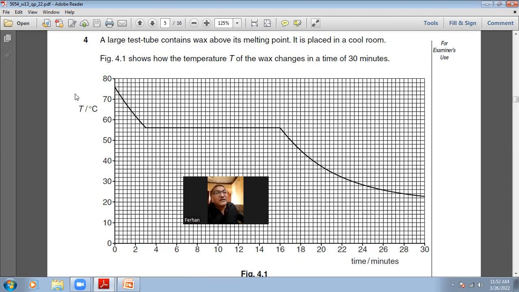So the wax started solidifying. From 3 minutes up to 16 minutes, the temperature has not dropped. The reason is that the liquid wax is solidifying. So when the state change takes place, the temperature does not drop. You can see from the cooling curve that this is happening. Once the whole wax has solidified, at 16 minutes, the temperature starts to drop again. And after 30 minutes, the temperature is still dropping. Okay, so this is the cooling curve. I hope you understand this.